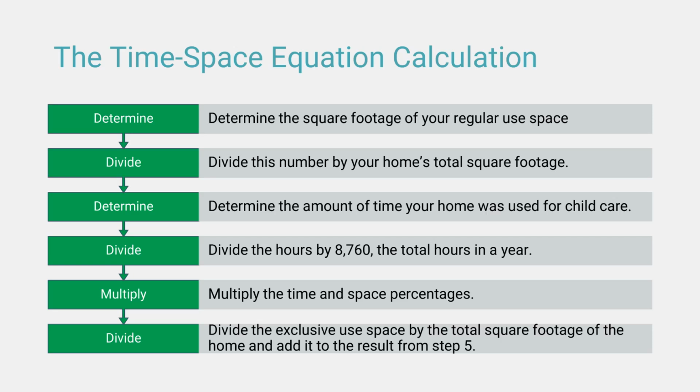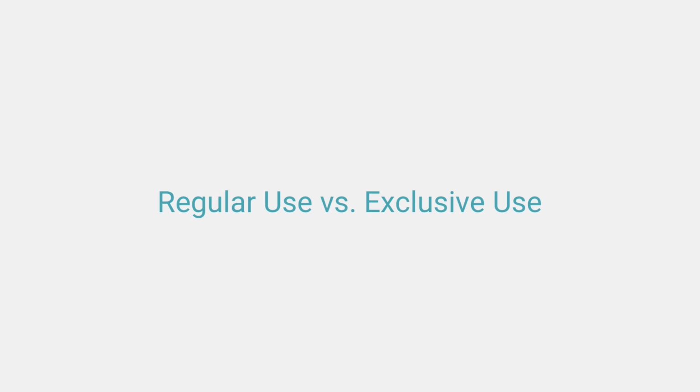Using these steps, you can easily determine how many of your expenses can be reimbursed using grant funds or be deducted on your federal income taxes. In your time-space percentage, you will classify your space as either regular use or exclusive use. It is important to know how to distinguish these spaces and how they should be included in time-space, if they are applicable.